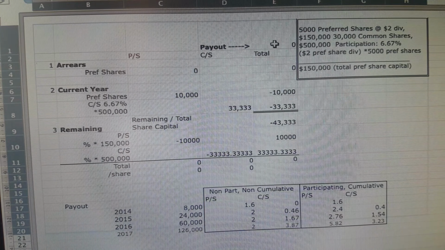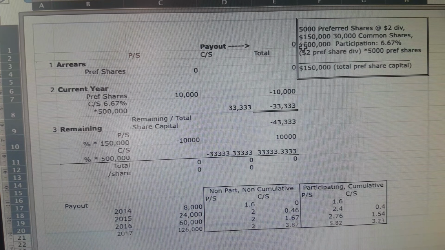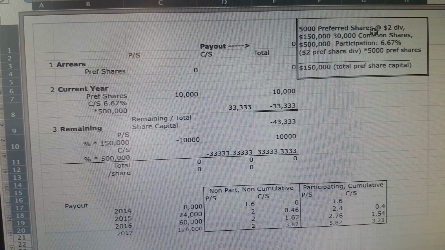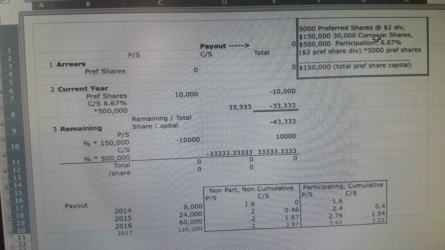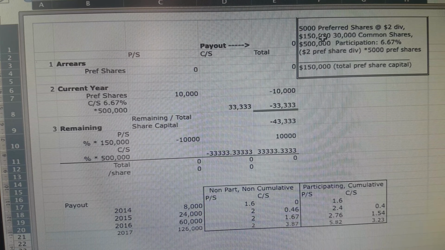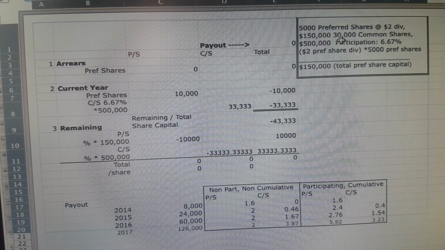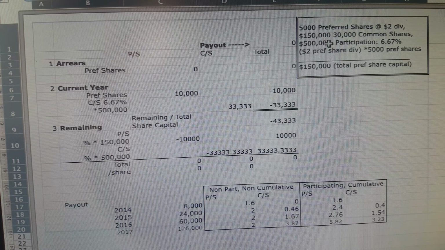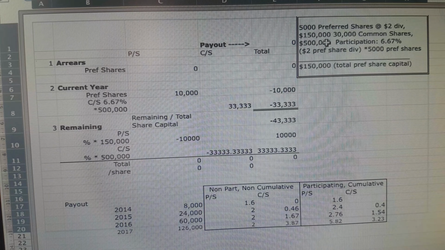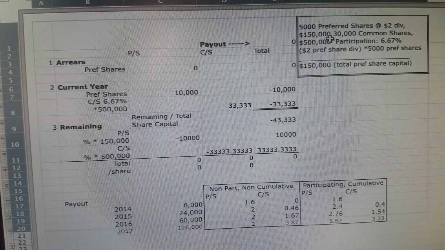I've done a few calculations ahead of time. I should state that my numbers are the same as what's in the textbook. I have 5,000 preferred shares with a $2 dividend, so that's their preferred dividend, with a total preferred share capital of 150,000. Then I have 30,000 common shares with a total common share capital of 500,000. So a number to keep in mind is that my total share capital is 650,000. We're following, right?